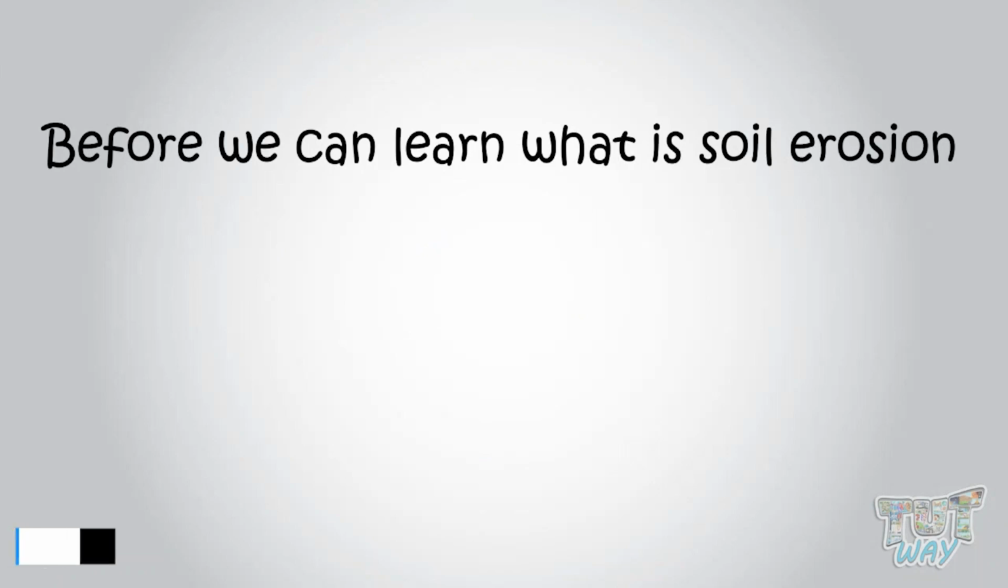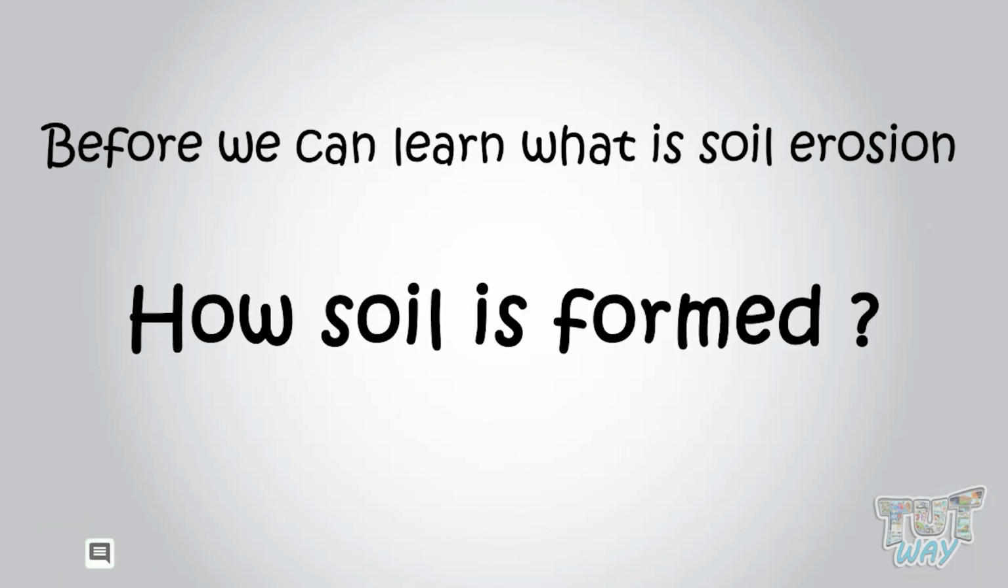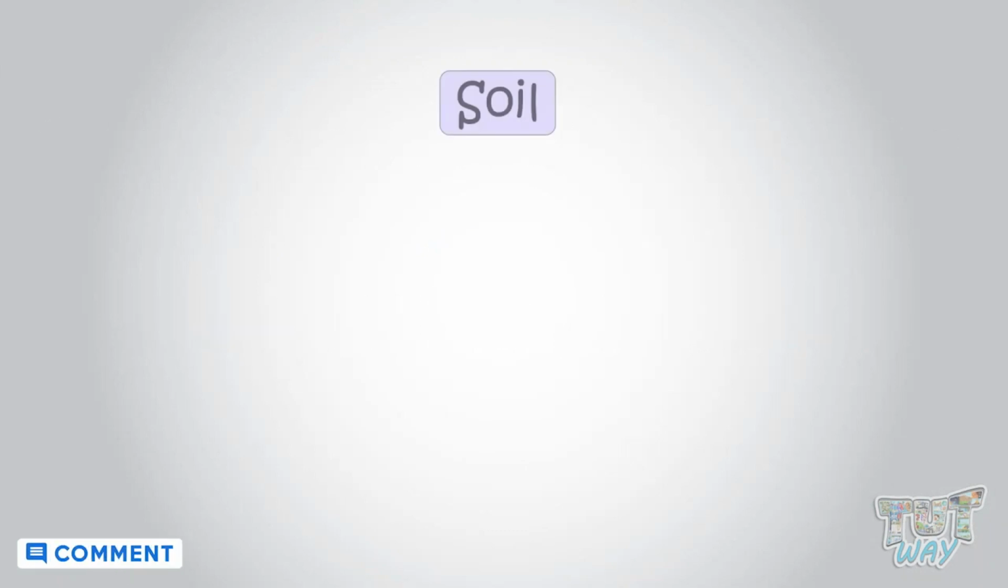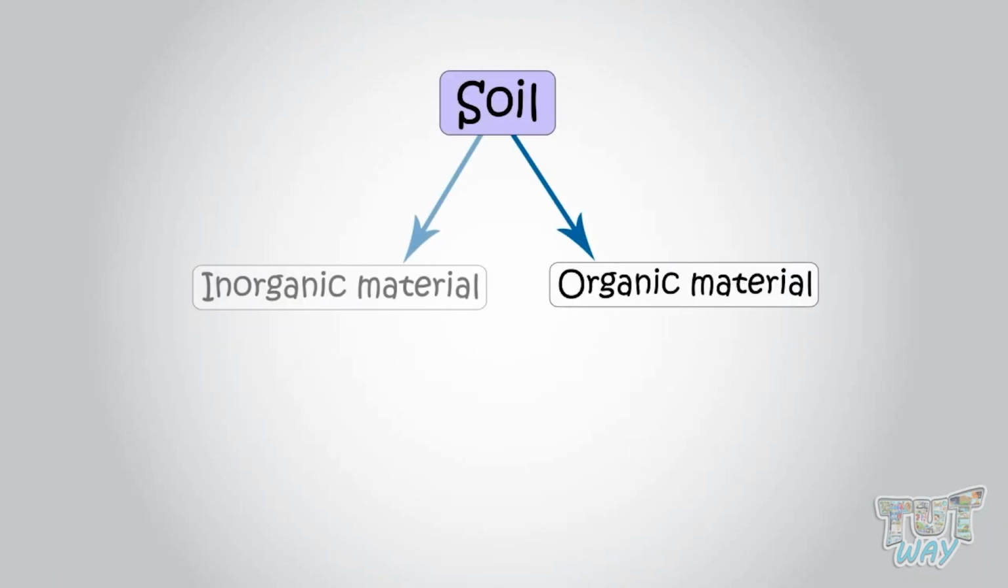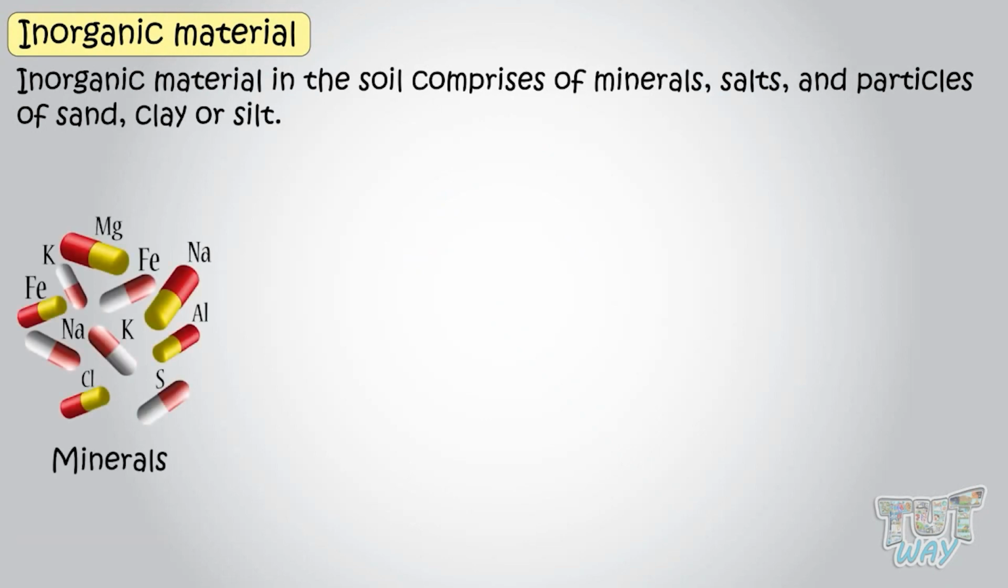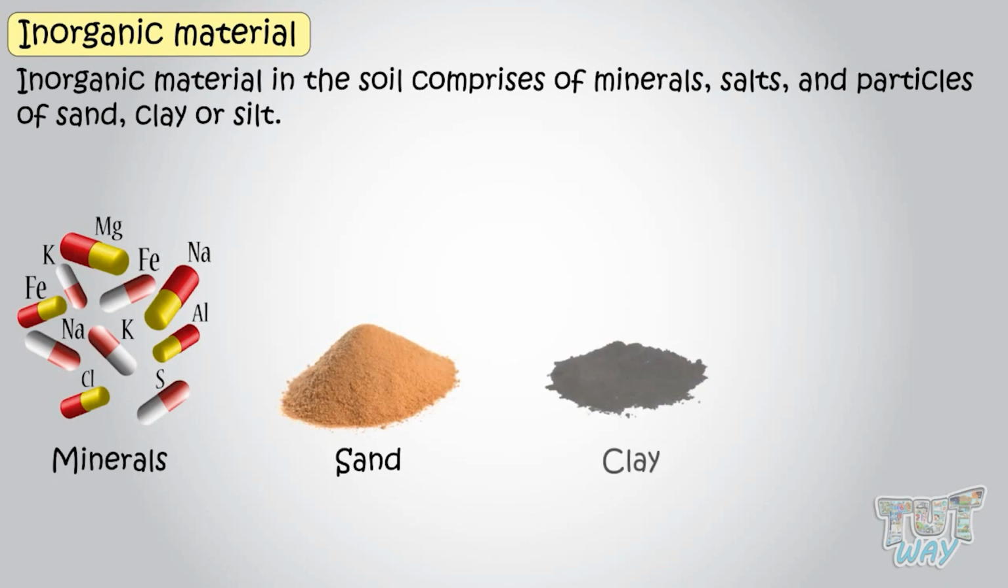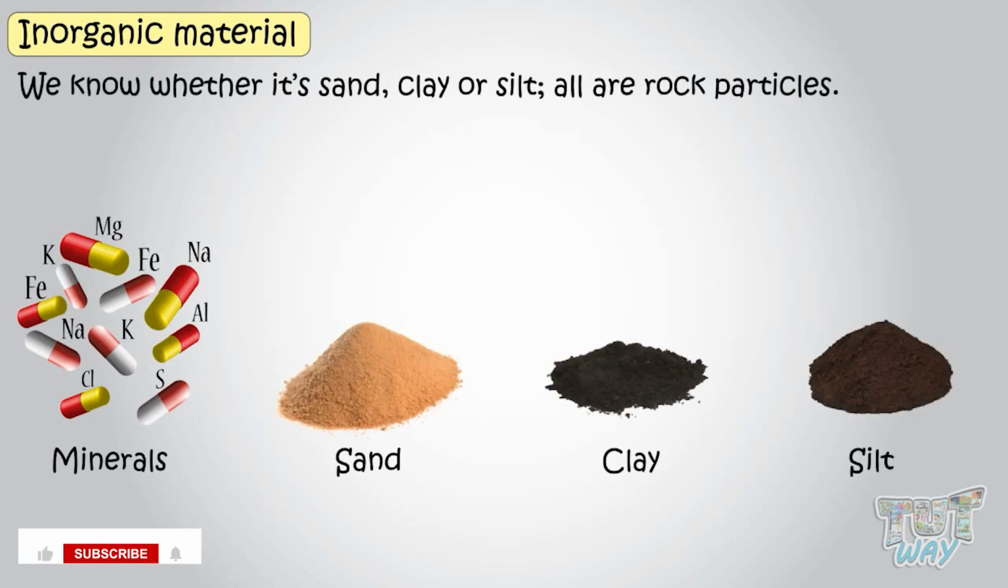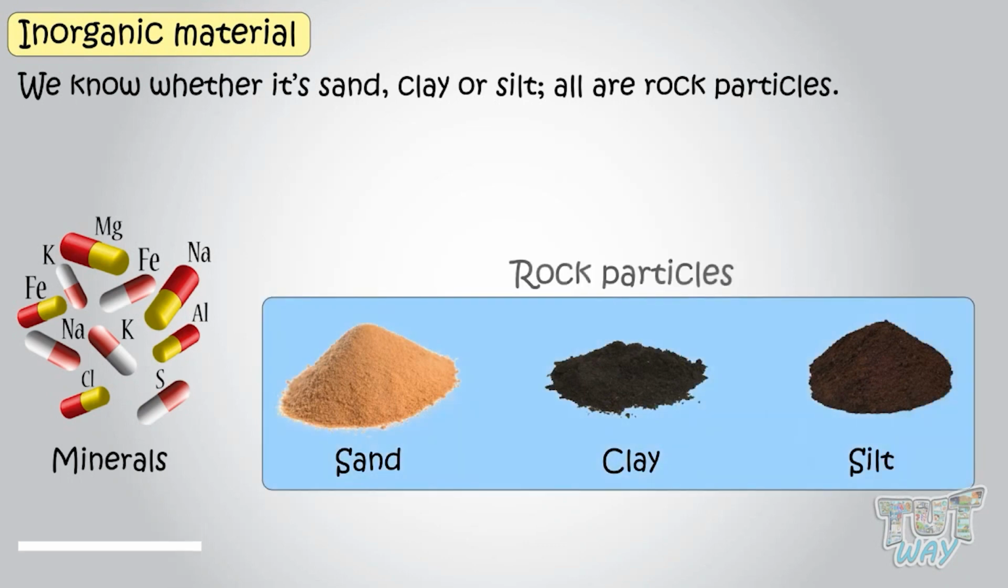Before we can learn what is soil erosion, first we should know how soil is formed. Soil is made up of organic and inorganic materials. Let's first see where this inorganic material comes from. Inorganic material in the soil comprises minerals, salts, and particles of sand, clay, or silt. And we know whether it's sand, clay, or silt, all are rock particles.